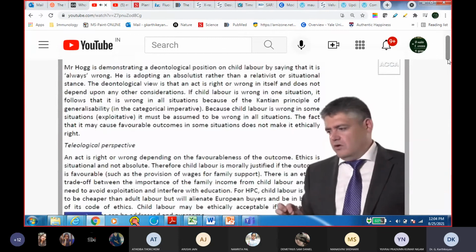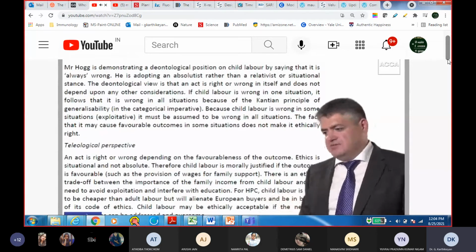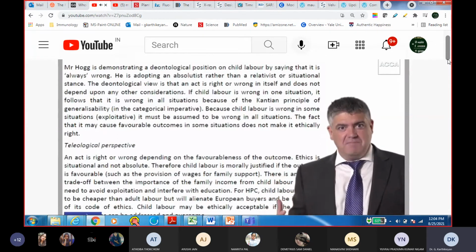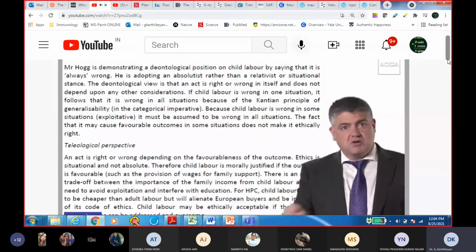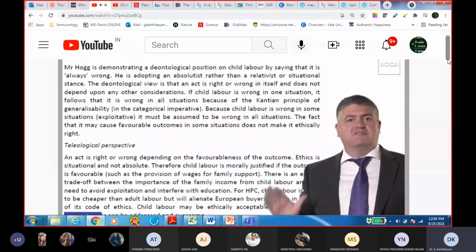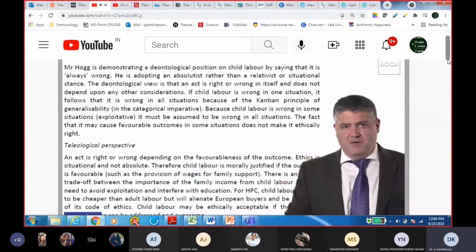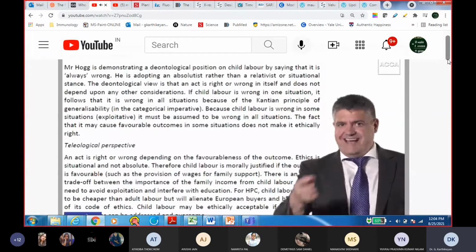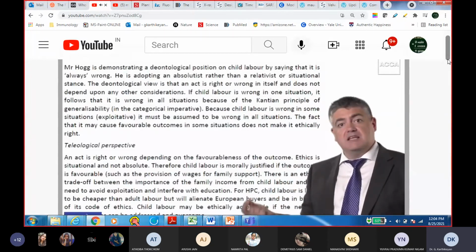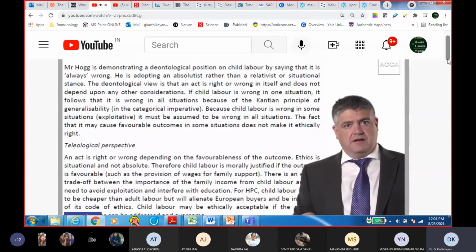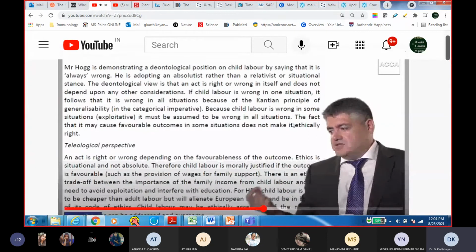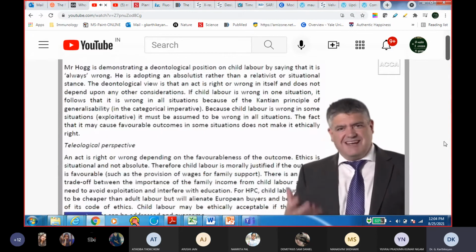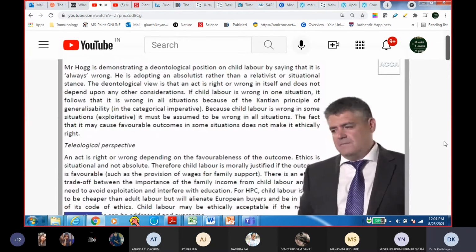And then things start to go wrong because of the Kantian principle of generalizability in the categorical imperative. What on earth does that mean? You have my permission to cross that line out if you wish. If you understand it, fabulous. If not, don't focus on it. Focus on what you know, not what you don't know. What you understand, not what you don't. If you understand 90% of the answer, you will pass with flying colours. Because child labour is wrong in some situations, it must be assumed to be wrong in all situations. Again, I think I can go with that.